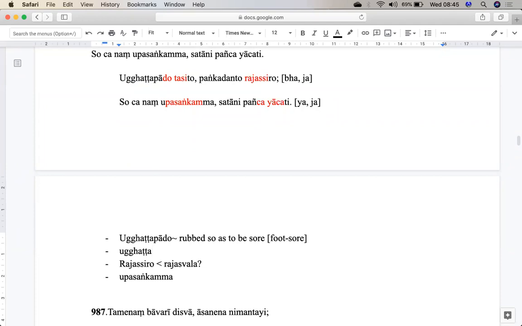So this is a possessive adjective samasa, a possessive adjective compound noun, Bahubbīhi samasa. Possessive compound noun. So Ogata is saw, Bada is feet. So the saw feet, painful feet. Whose feet are painful? Okay. So here Ogata.